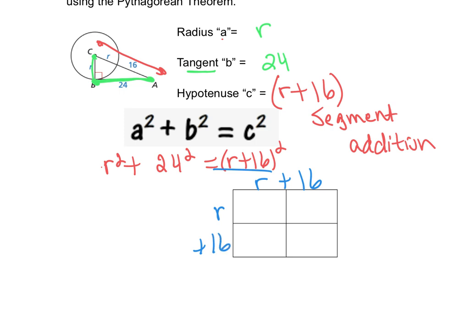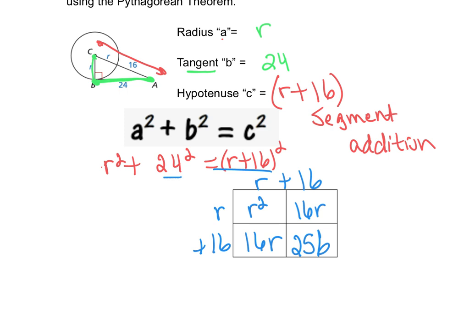Okay, let's box this out. We got r times r is r squared. r times 16 is 16r. r times 16 is 16r. 16 times 16 is 256.